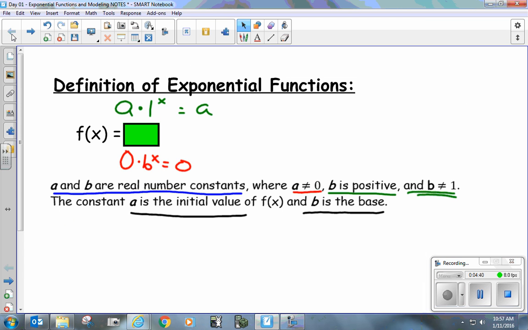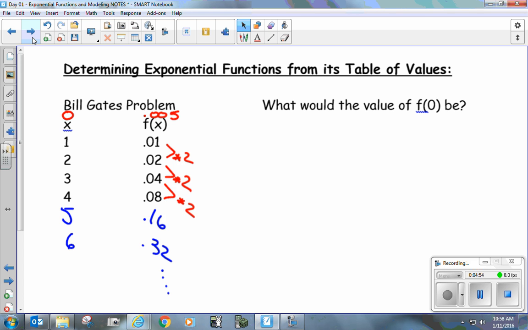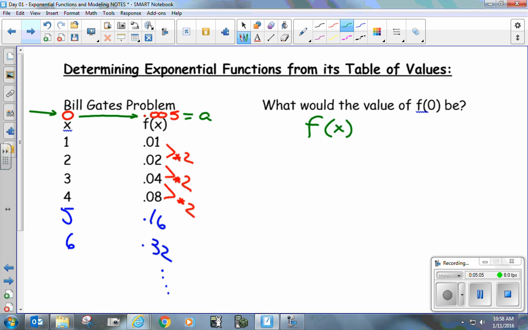Now, how come it can't be 0? Because when we are finding an exponential, a cannot be 0. Otherwise, your salary, using that equation, would be 0. You make nothing if a was 0. You see what I'm saying? So our initial value cannot be 0. Okay? So let's come back here. So we know that our initial value is right here. This is our initial value. That's our a value. So we're trying to find this function.